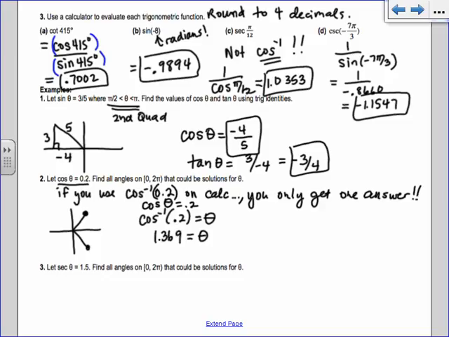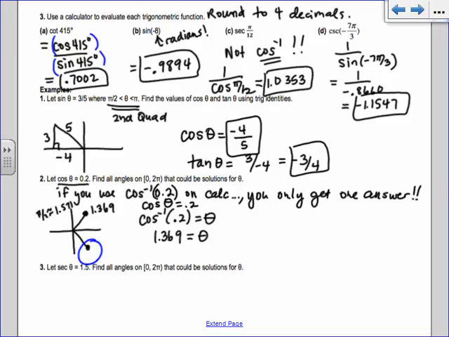Well, let's think about where that's located. 1.369 radians. If you talk about pi divided by 2, pi is 3.14 divided by 2. Well, pi isn't exactly 3.14, but you get what I'm saying. So you get around 1.571 up there at pi over 2. So what answer is this? It's this one, 1.369. So then the question is, how do we get the second one?